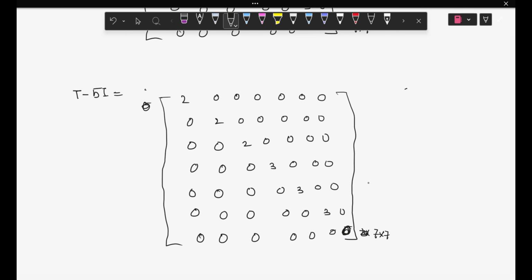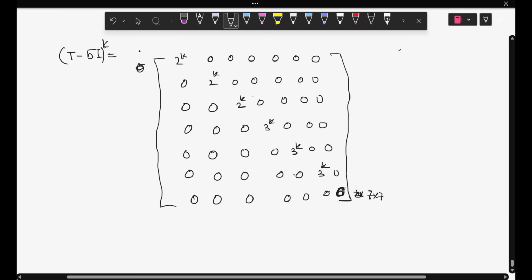This is T minus 5I. Now, if you calculate (T minus 5I) to the power k for any k, as this is a diagonal matrix, that would be k, k, k, k, k, k. So this is (T minus 5I) whole to the power k.